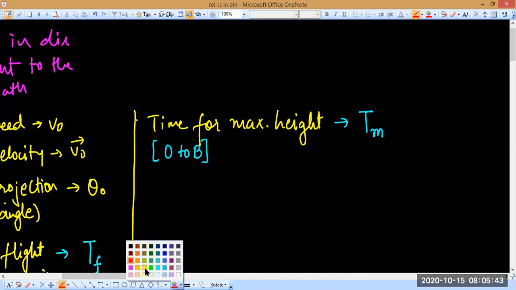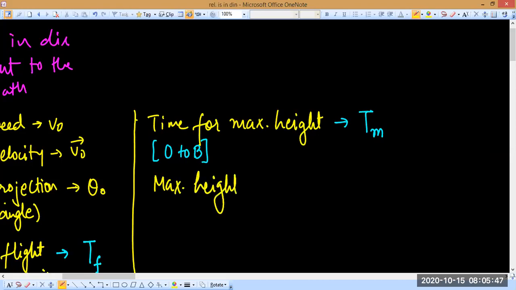So the next term is maximum height achieved. I forgot the spelling of achieved. Is it right? I don't think so. Let me do a spell check. Is this the right spelling? Achieved?